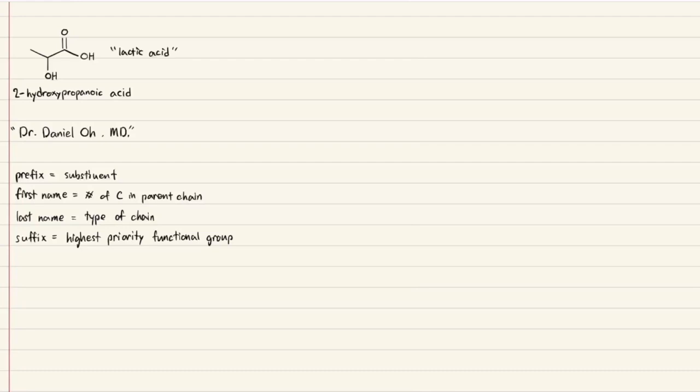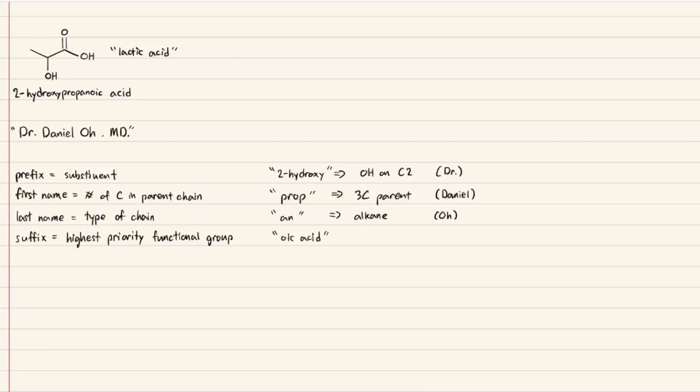Applying this analogy to the IUPAC name of lactic acid, 2-hydroxy indicates an OH substituent is attached to carbon 2 of the parent chain. This part of the name corresponds to the title doctor in the name analogy. Prop indicates the identity of the parent chain being 3 carbons long, and ane indicates that we're working with an alkane. These parts correspond to my first and last name in the analogy. Finally, oic acid identifies the highest priority functional group, which in the case of lactic acid is the carboxylic acid group. This last part corresponds to the suffix MD in the analogy.